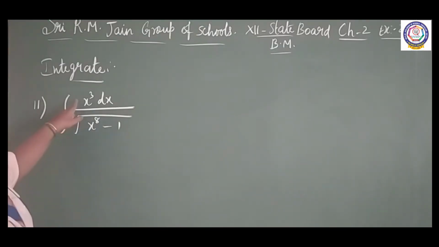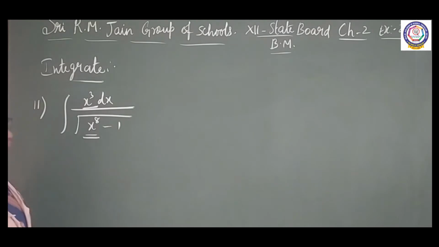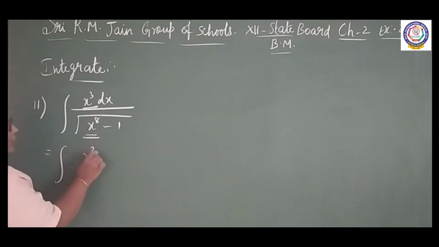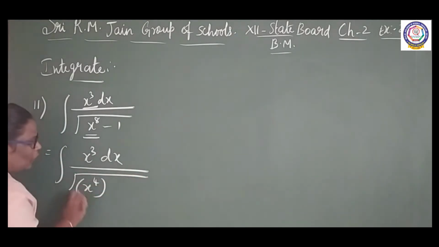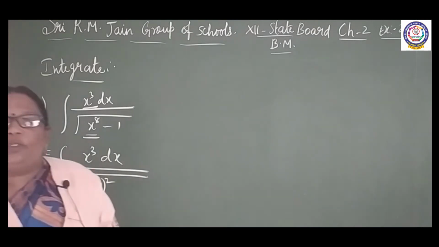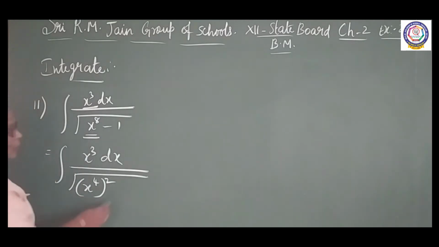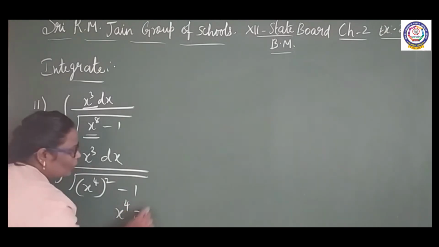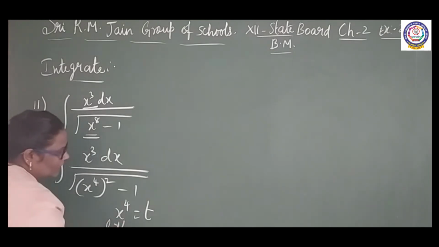11th sum, integral x cube dx by root of x power 8 minus 1. See here, x power 8, x cube. So you will do it as x cube dx by root of x power 4 the whole square. The same property I can use, a power m whole power n equal to a power mn. X power 4 the whole square minus 1. Now you can take x power 4 equal to t. Differentiate with respect to x on both the sides.